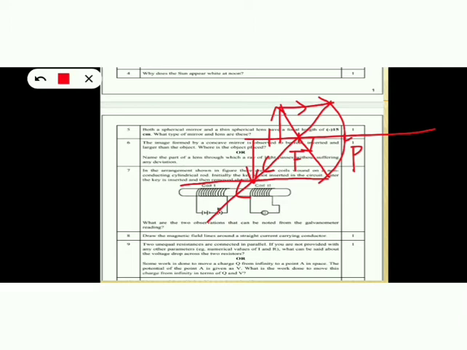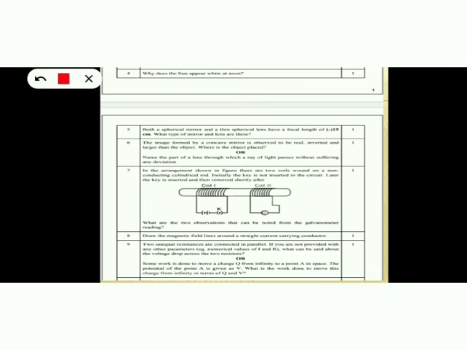Okay, so you can represent the position of the object like this when the object is between center of curvature and focus. So here the object is placed between center of curvature and focus. Now what is the next question? It's an OR question. So let's discuss that OR question.